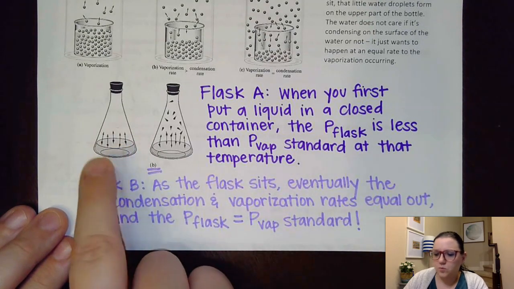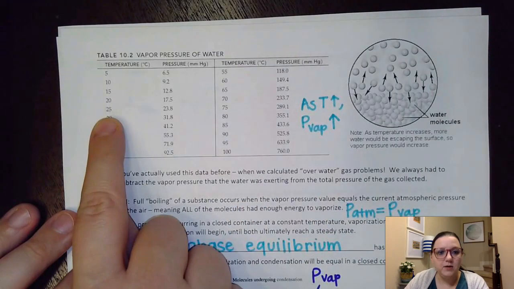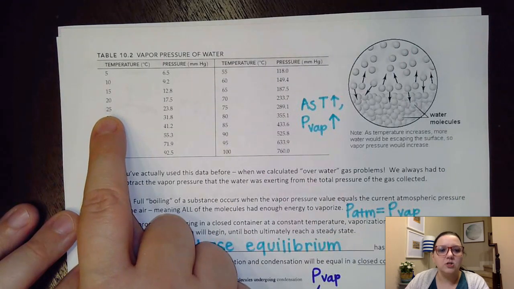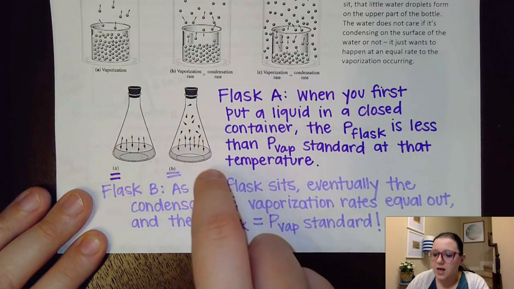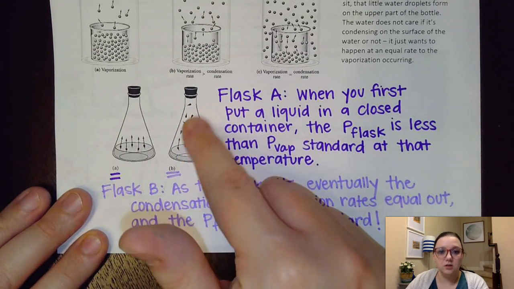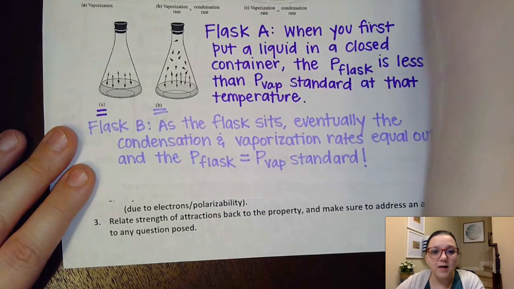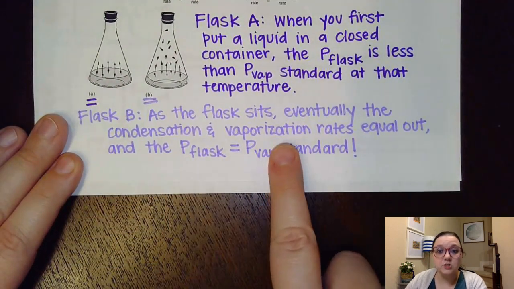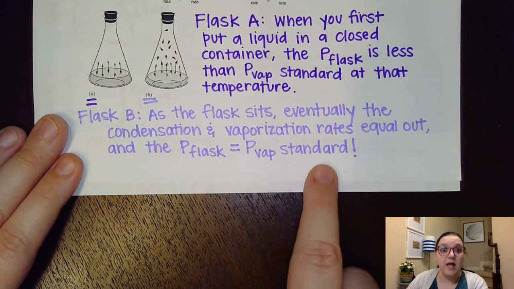So like, let's say, for example, we had water here, and let's say we're at 25 degrees Celsius. If I come up here, I see, hey, at 25 degrees Celsius, I should have a pressure of 23.8. Well, right now, I don't have that pressure coming from the gas. I don't have that 23.8 yet. But eventually, if I let this sit long enough and allow the vaporization to happen and let it reach the point where condensation starts to happen, where again, those two rates equal out, then the condensation and vaporization rates will equal out, and the pressure in the flask ends up equaling the vapor pressure that's standard at those conditions.